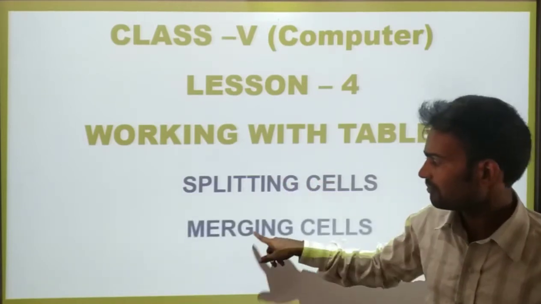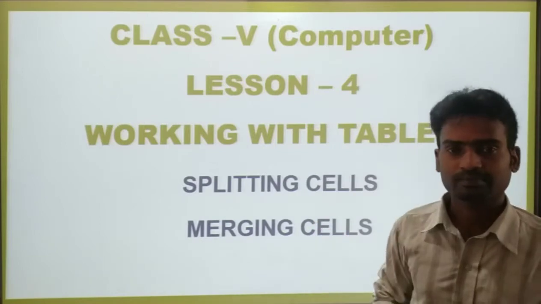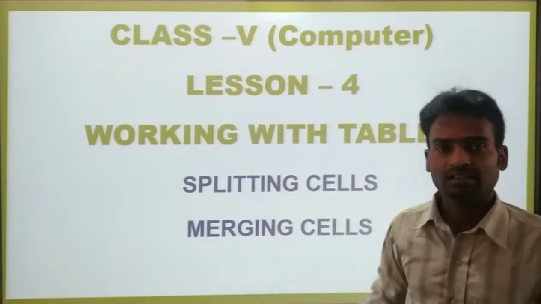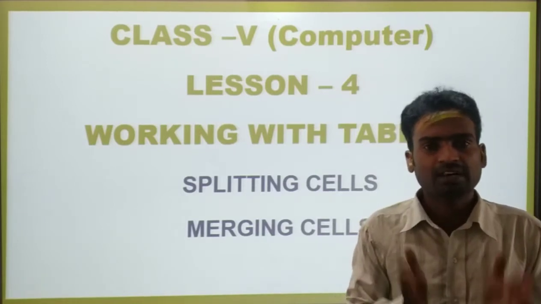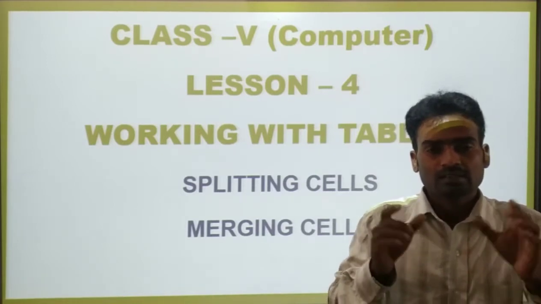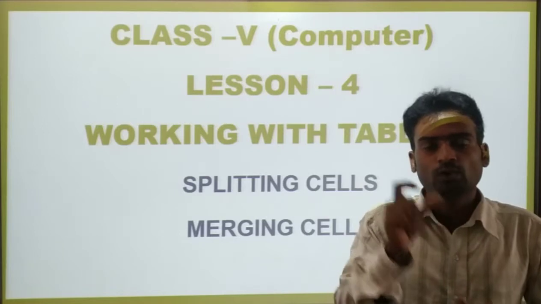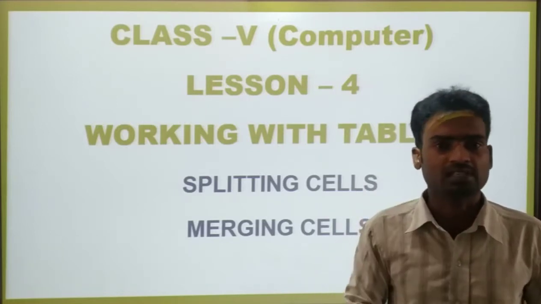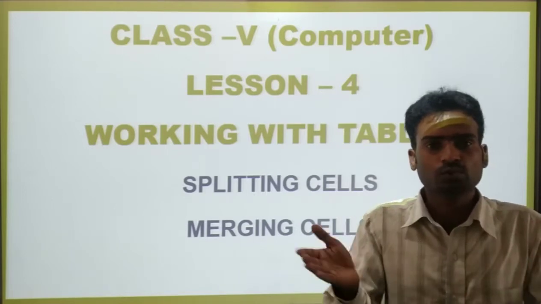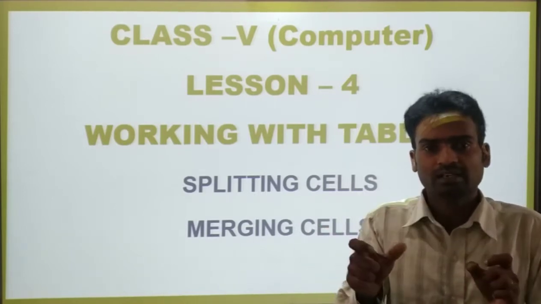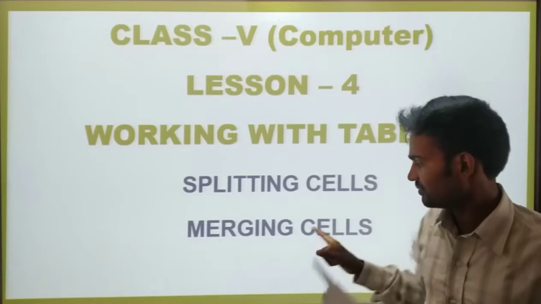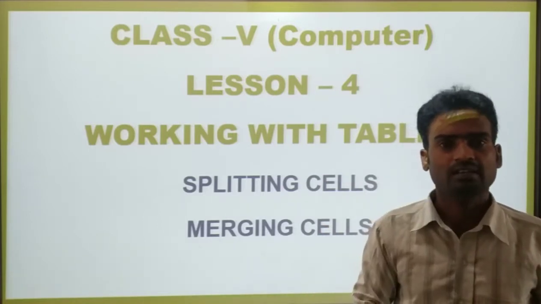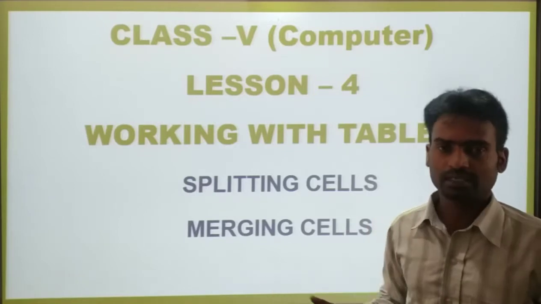And merging cells. Here we split, and what is the meaning of merge? Merging means joining more than one cell into one particular cell. So we can select 2 or 3 cells together, and when we merge the cells, they will become one cell, right? How to do that? Today we are going to learn that.